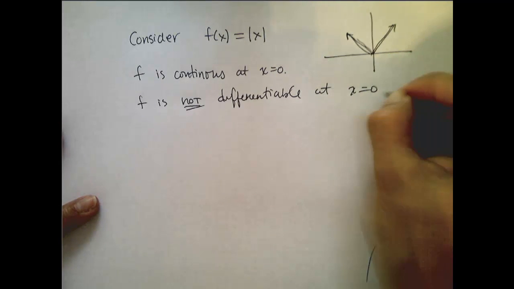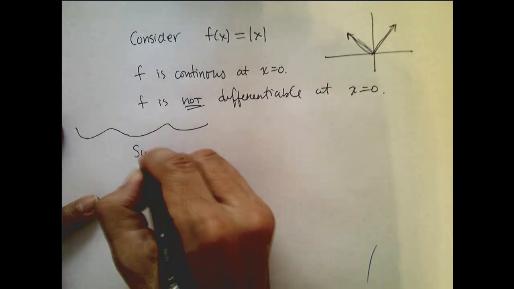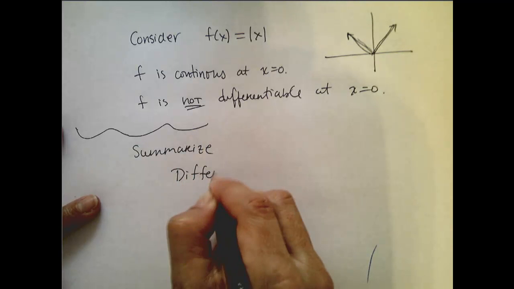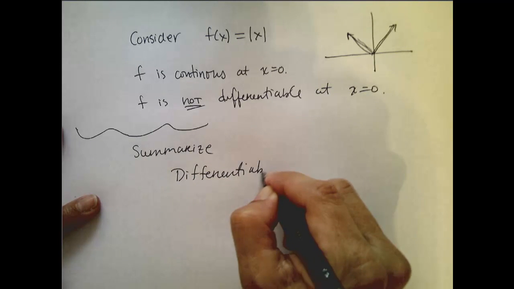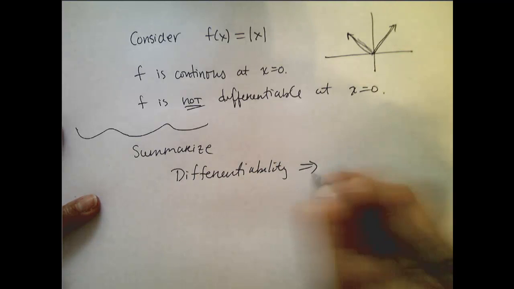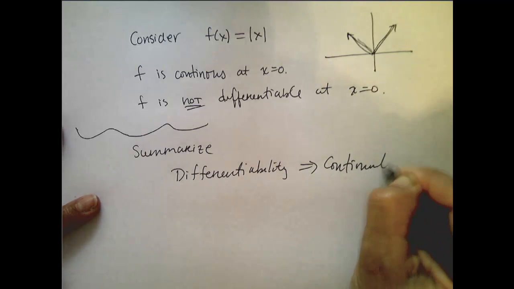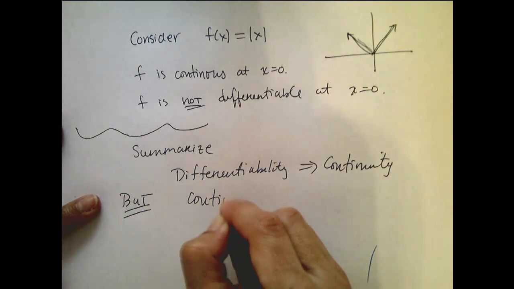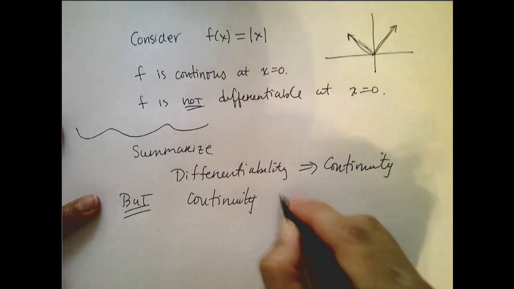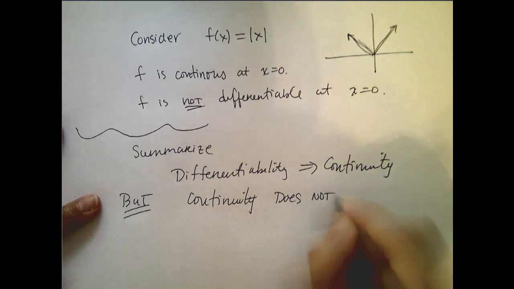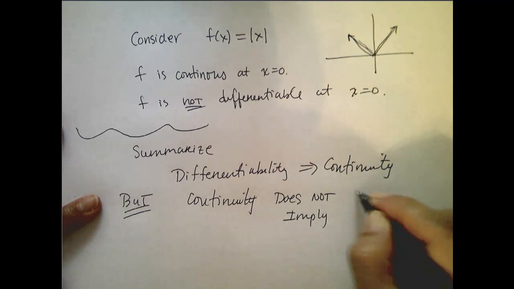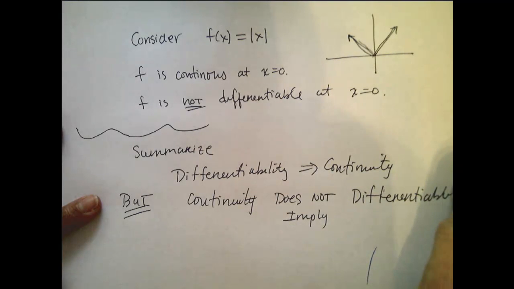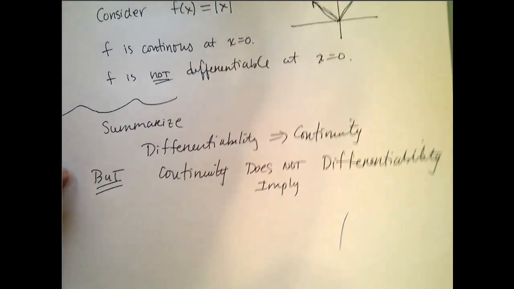So remember that. Let's summarize. Differentiability implies continuity, but continuity does not imply differentiability. That doesn't mean if you're continuous, you're not differentiable. It just means if you're continuous, you aren't necessarily differentiable.